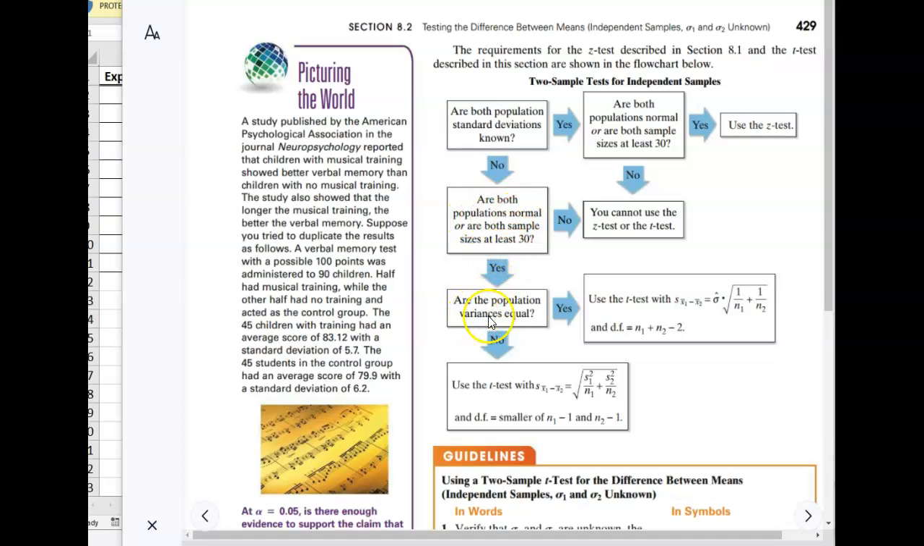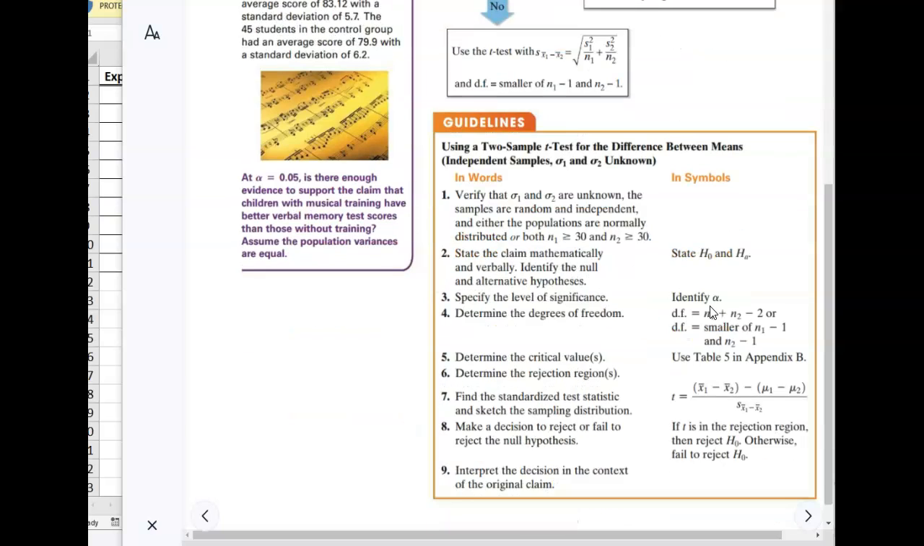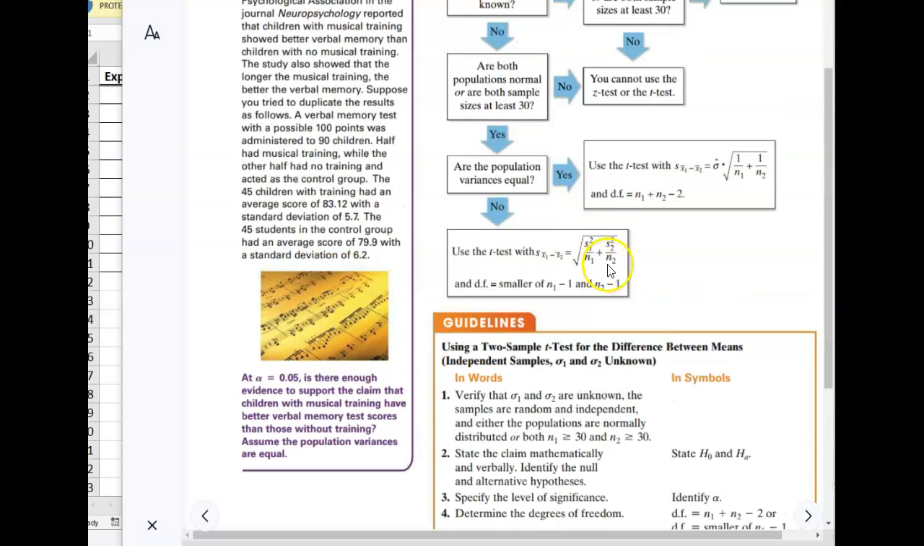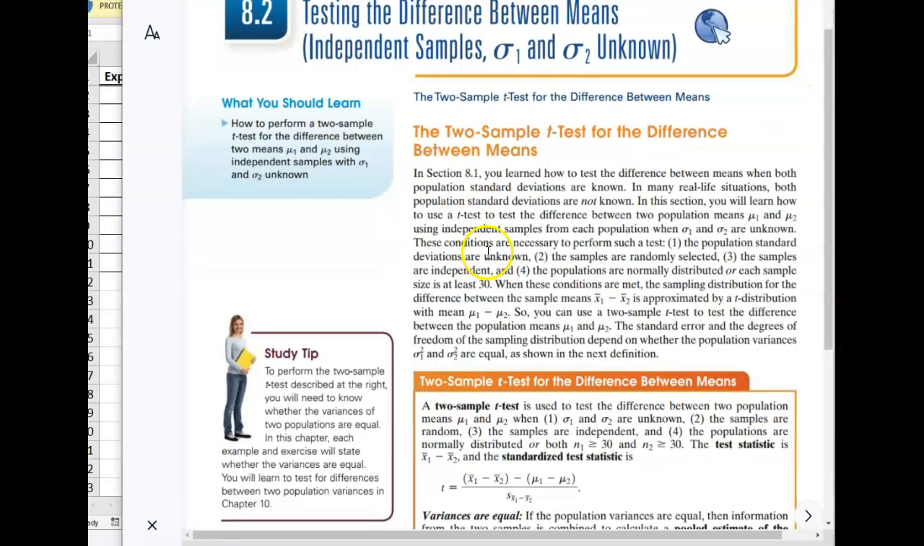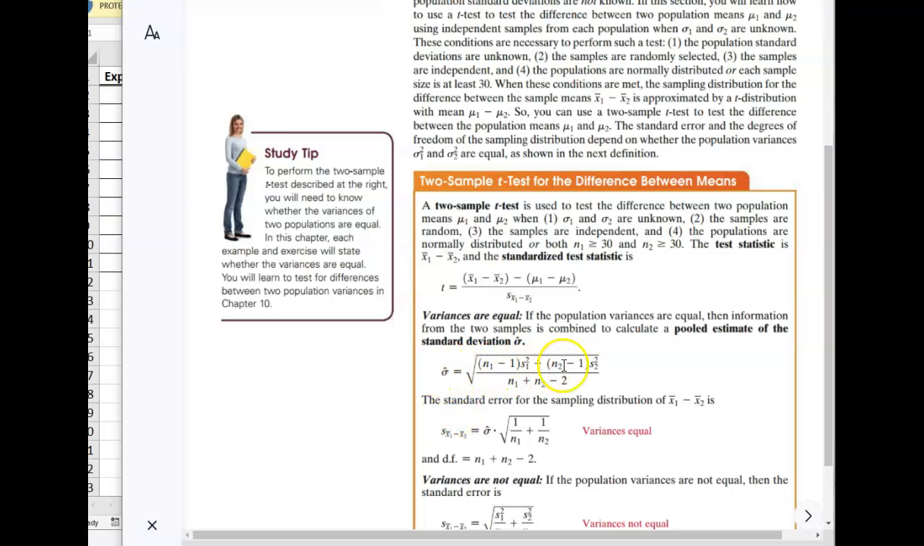Are the population variances equal? And this problem said yes. So we have to use this complex calculation here to get the t statistic. And I don't think it's listed on this page. You actually need to go back to the previous page to see how to calculate that. So coming back to the 428 here, the beginning, we need to figure out this right here.